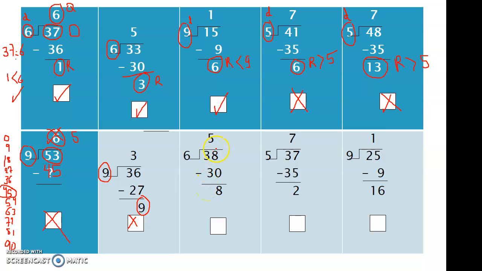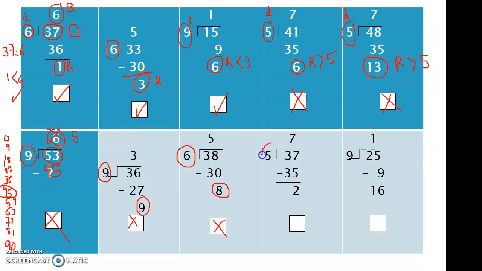Now, 38 divided by 6. The divisor is 6. The remainder equals 8. Is it correct? No. Why? Because the remainder should be less. So it's wrong. We can make more groups of 6 here. So it's not correct.